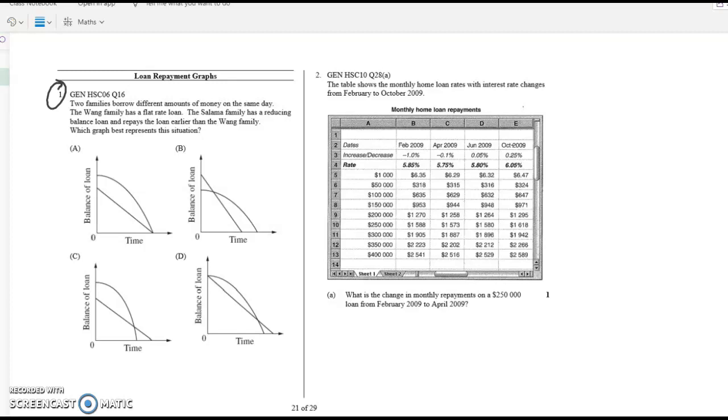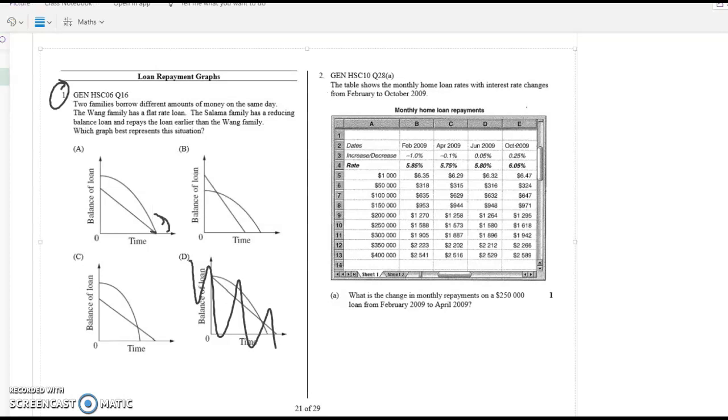Well, if they're borrowing different amounts, then where they start on the y-axis here must be different. So that would rule out D as being an option. That can't be right. Next thing we need to consider is that one of them is a flat rate and one is a reducing balance. So one's a curve and one's a straight line, and they finish at different points. The Salama family's reducing balance loan finishes earlier than the Wang family. So this here shows them finishing at the same time, so this one can't be right.